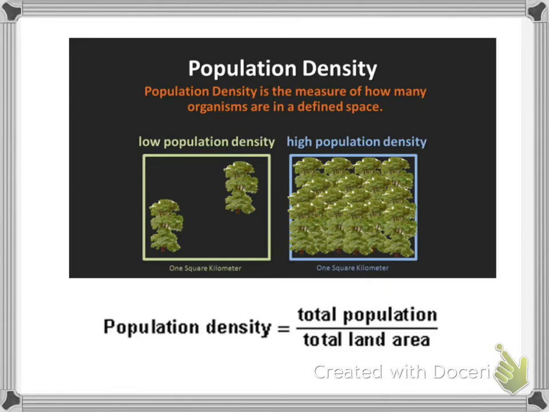So let's look at our first way of describing populations, and that is going to be population density. Population density is a measure of how many organisms are in a defined space. So here you can see our formula is total population divided by total area. Now, low population density means there's fewer individuals, as we can see here with this forest, versus a higher density where we see lots more trees in this same area.